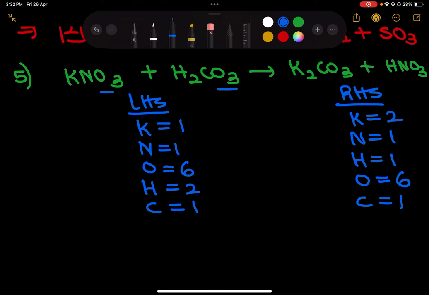So here, first of all, potassium is not balanced. So let's balance that. So we have 2 here, right? So this becomes 2. N also becomes 2. And oxygen becomes 2. 3s are 6. 6 plus 3 is 9. Okay. Now we have to balance.